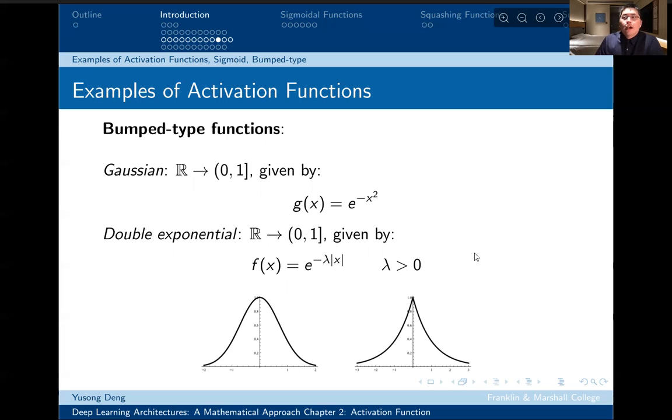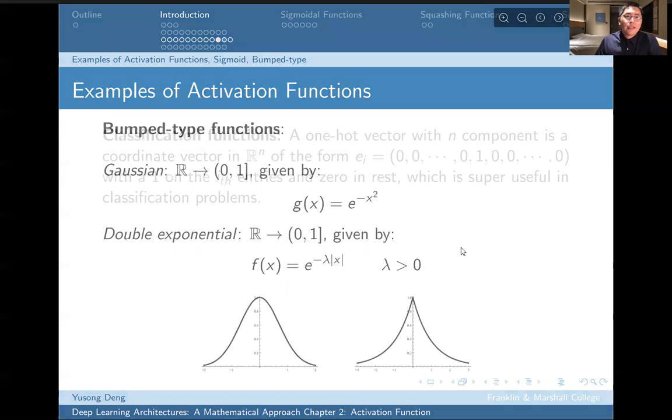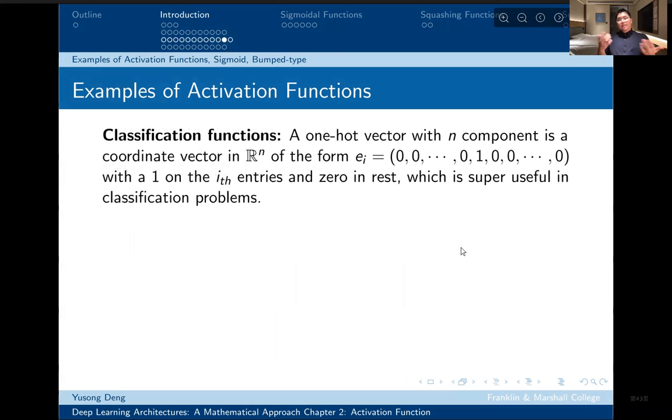So don't quit my video saying, okay, there are only three activation functions in neural networks. One is ReLU, the other one is step, and the third one is sigmoid. And that's enough. You should know that there are some other kinds of activation functions that are useful in some specific cases. Okay, and another thing is the classification functions, which is somehow interesting.